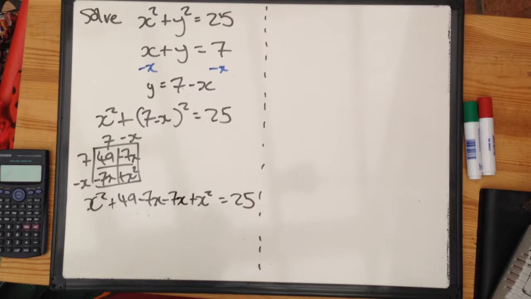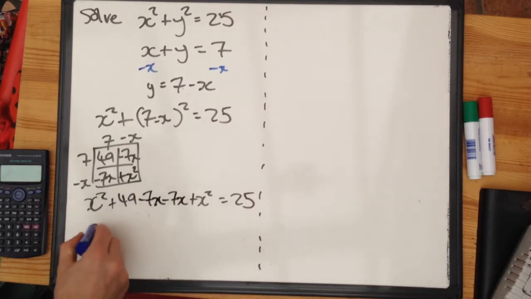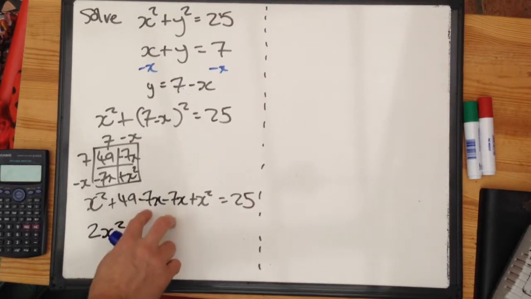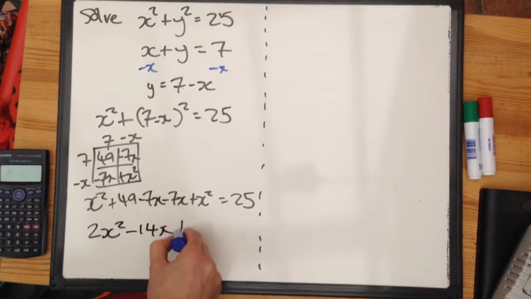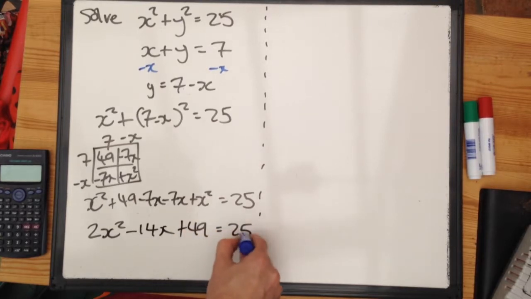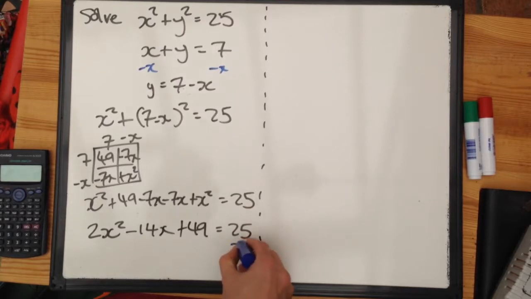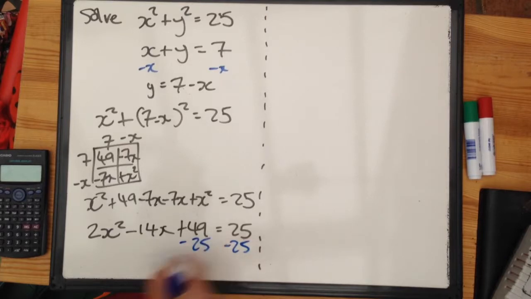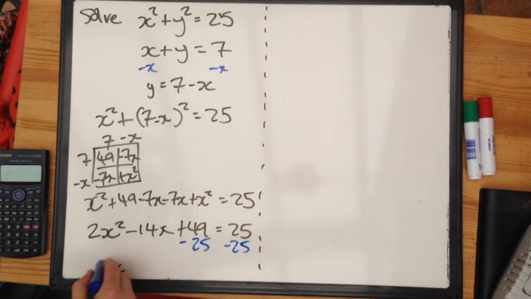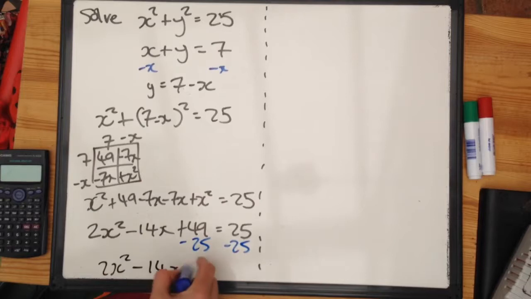Next step is to do some simplification. Well, I've got x squared plus x squared, so that's 2x squared there. I've got minus 7x minus 7x, which is minus 14x. Got my plus 49, and that's equal to 25. Now, remembering back to how quadratic equations are solved, we can't do it unless the equation is equal to 0. At the minute, it's equal to 25, so I'm going to need to subtract 25 from both sides. So let's do that. And I end up with 2x squared minus 14x plus 24 is equal to 0.